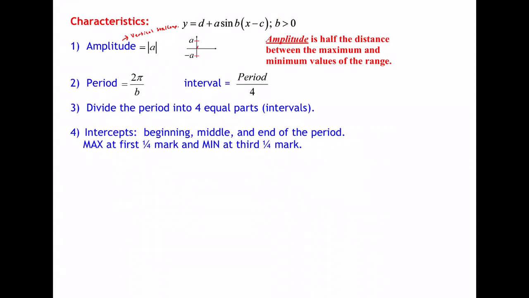So this is where your max and mins will occur. That's that amplitude. So it's half the distance between the maximum and the minimum values of the range.